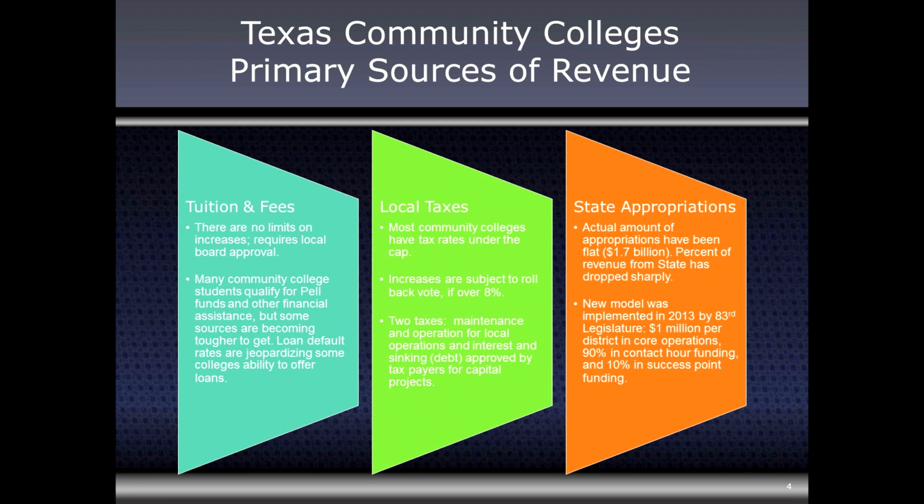And of course, state appropriations. The actual amount of state appropriations has pretty much stayed steady, the total, but we've grown at the same time. So you can see in our charts, which we're going to talk about in more detail, that per student, that's gone down considerably for community colleges, and the percentage of our budget as well. And we did implement a new model, and we're going to talk a little bit more about that.